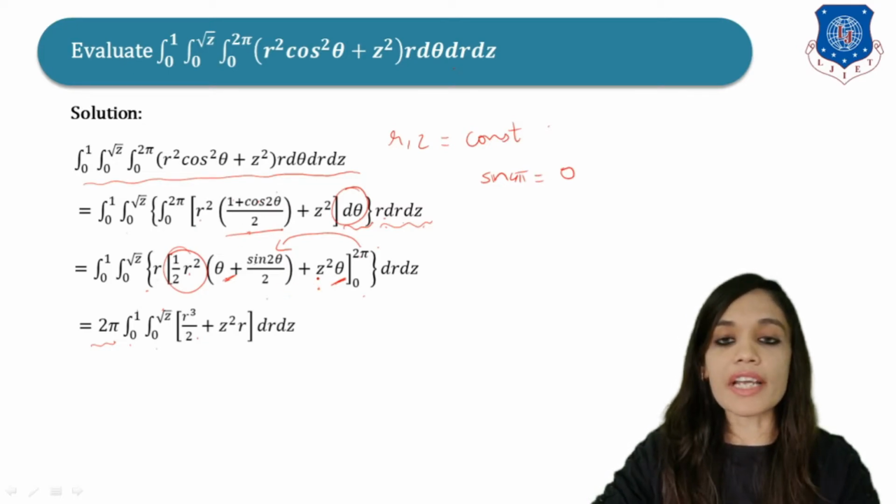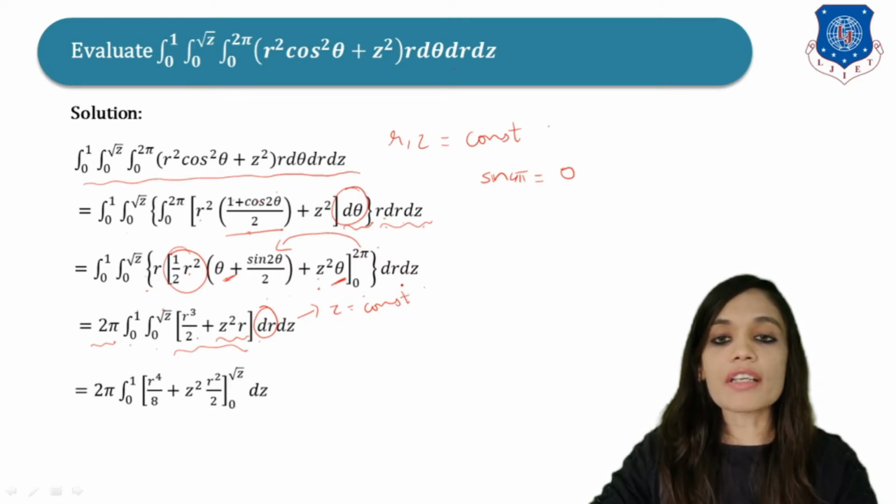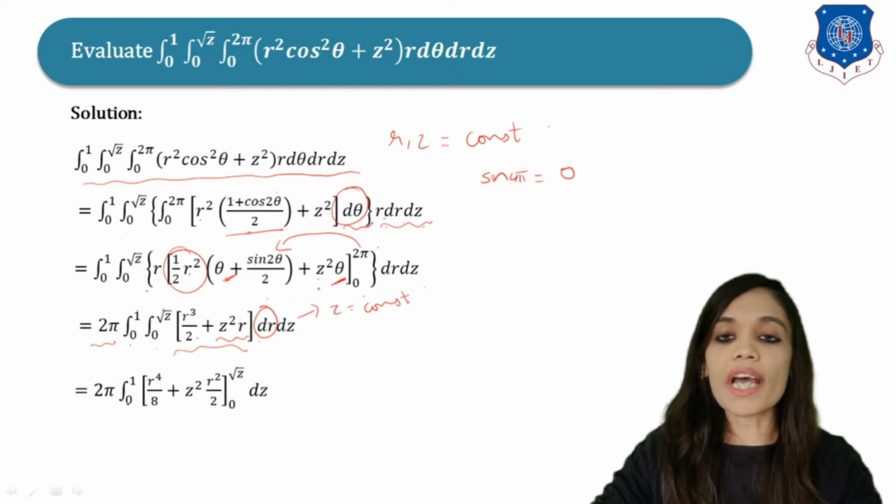Now here what will remain? Z square into this r. So z square r dr dz. Okay. Now you have to integrate this term with respect to r, keeping what constant? Z as constant, right? So now let us start the integration. So 2 pi integration 0 to 1 dz will remain as it is. Now integrate this term. So you will get r to the 4 upon 8 plus, now z square is constant, so keep it as it is. Integration of r will be what? R square by 2. And your limits are 0 to root z, right?